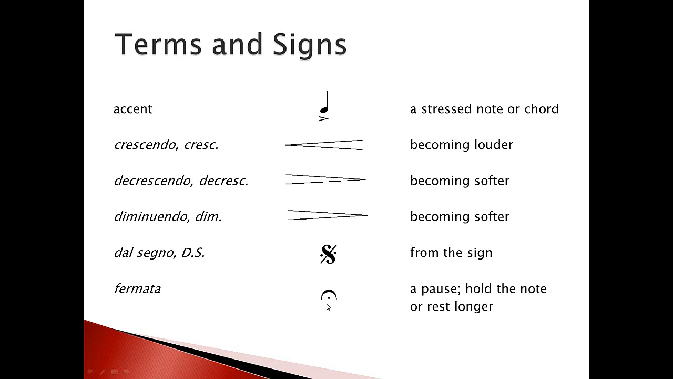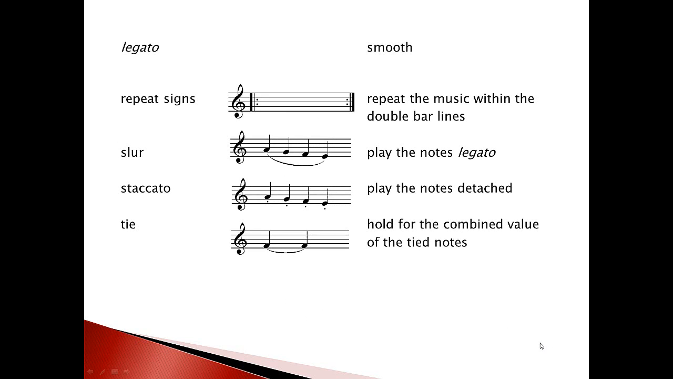Fermata is very common. It's this half circle with a dot, and it's to pause or hold a note or a rest longer. You find it on top of notes and rests, and it means to hold them a little bit longer. It's a pause sign.